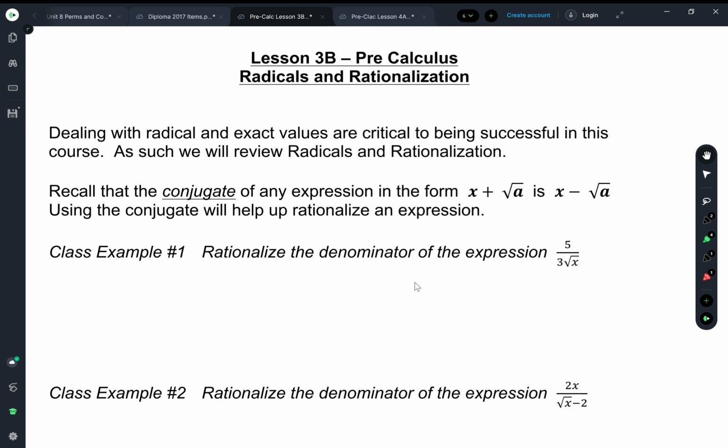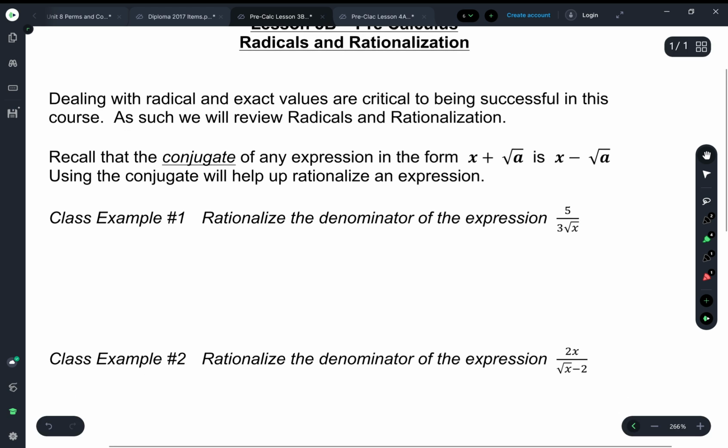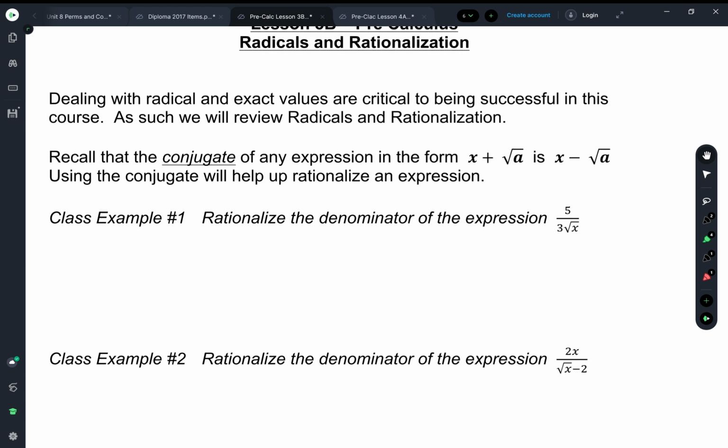Alright, lesson 3B for pre-calc review, radicals and rationalization. So we are just working on rationalizing the denominators, and we sometimes have to rationalize the numerators to help us be a little more flexible within our calc problems. So first off, rationalization means to get the radicals off the bottom, or even the top, as in asking for the numerator.